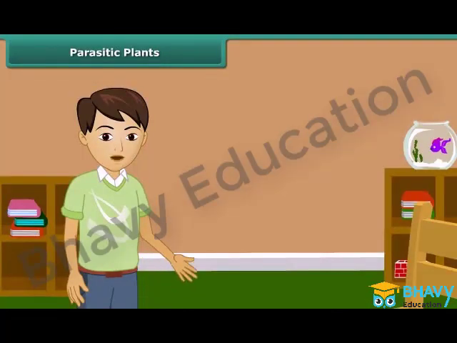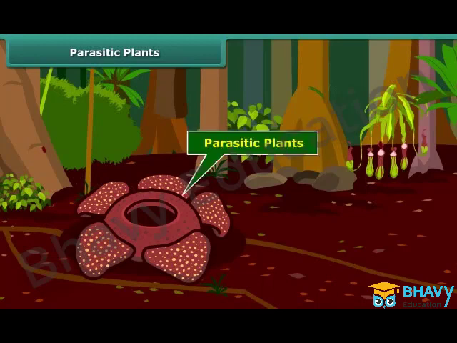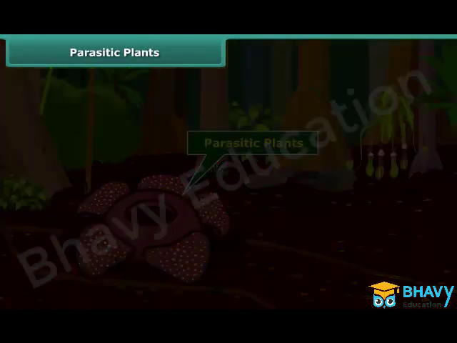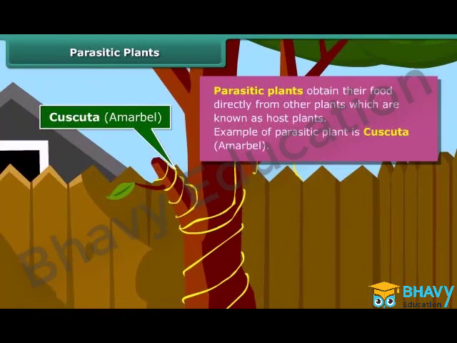Let's start with parasitic plants. The plants which obtain their food directly from other plants are known as parasitic plants, and those plants from which they obtain food are known as host. You might have seen Kaskata, Amarbale, nearby you, which is an example of a parasitic plant.